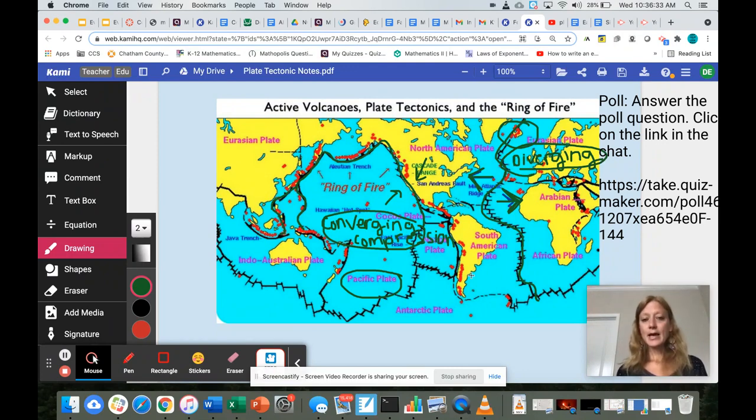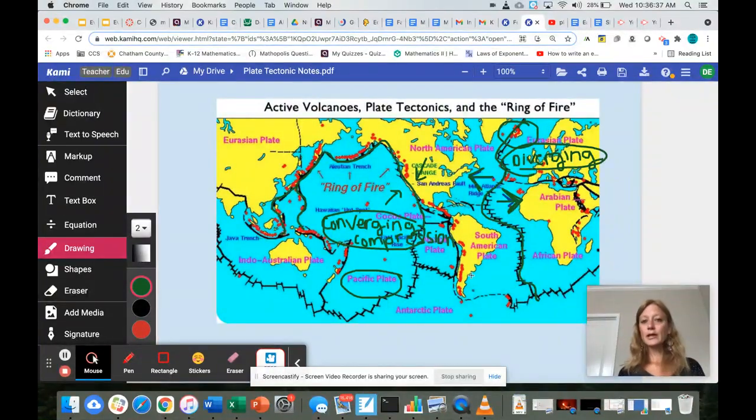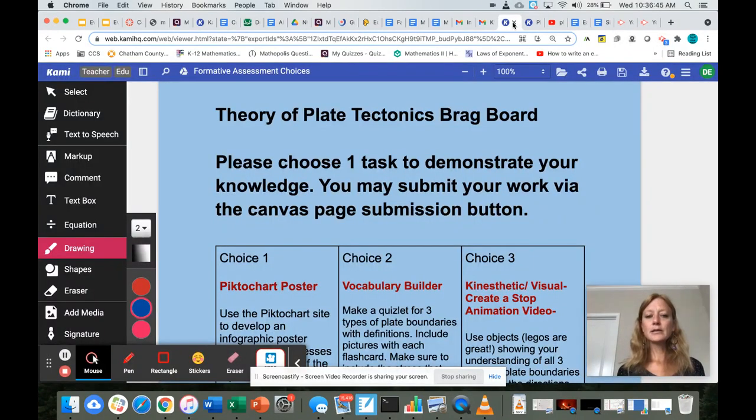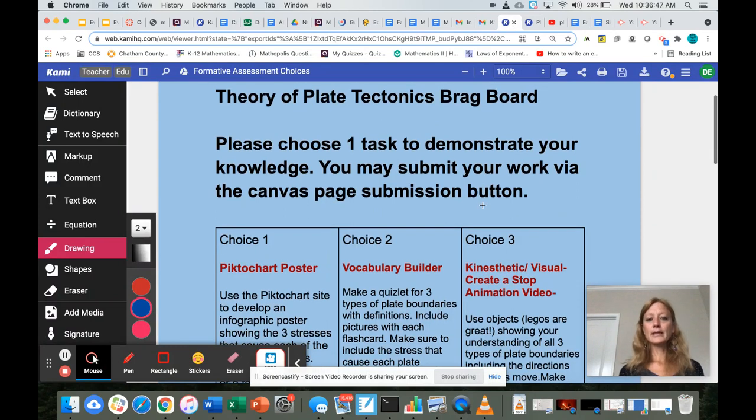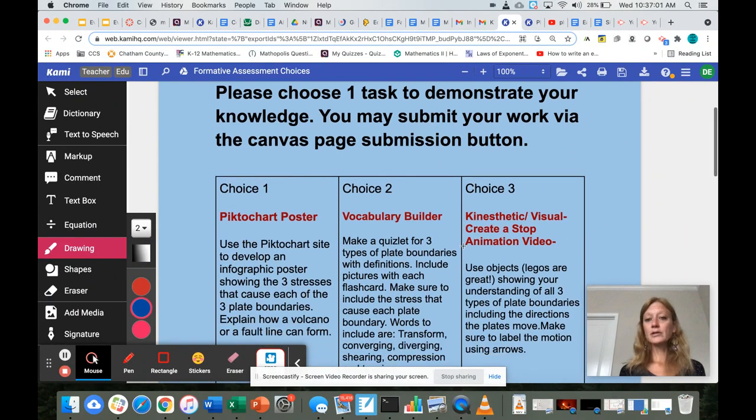To end today, we're going to allow you to choose a task. And the task is a 2 or 3 day task. So don't think that this is just in one day. And the task is off of your plate tectonics brag board. So the next couple of days, we're still going to be working on this and break it down a little bit more. But some of you like to get a jump start on it. So let me explain the jump start, and then we can let you start on this.